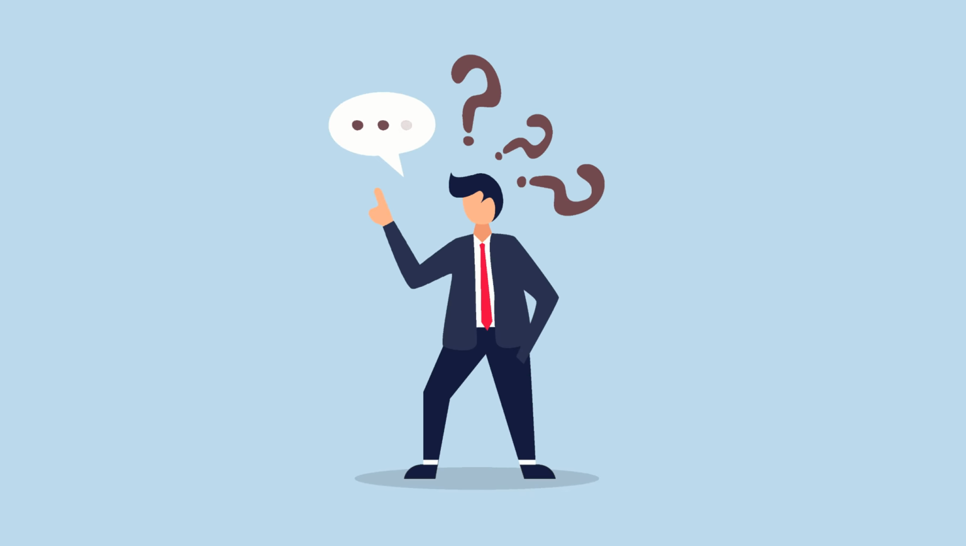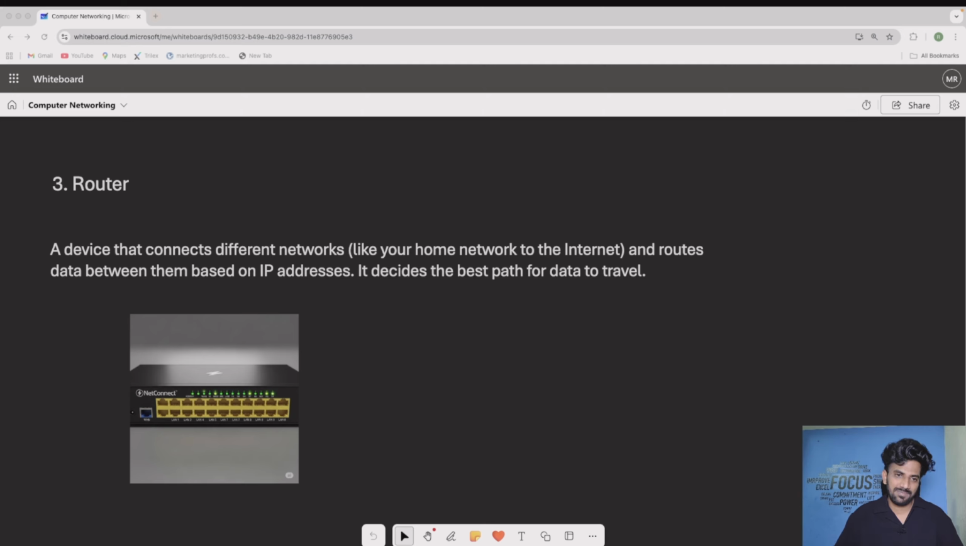Here we also have one more interview question: the difference between a switch and a router. Let's see the difference. The primary difference is that a switch connects devices within the same network, while a router connects different networks. A switch works at layer 2, and a router works at layer 3 of the OSI model. If you don't know about the OSI model, don't worry, we will cover it in the next video. A switch uses MAC address to forward frames. A router uses IP address to forward packets. This is all about the difference between a switch and a router.